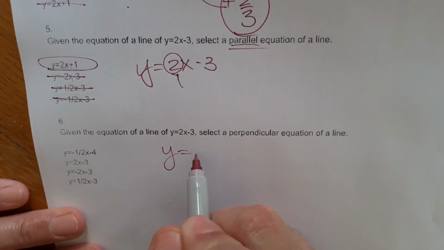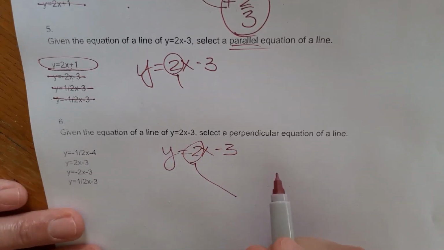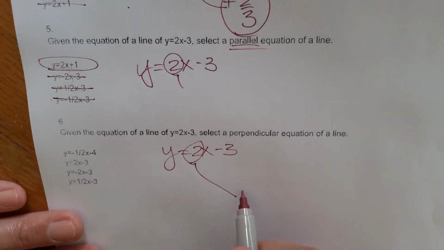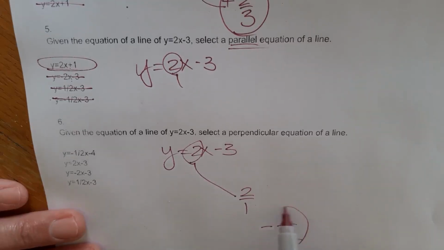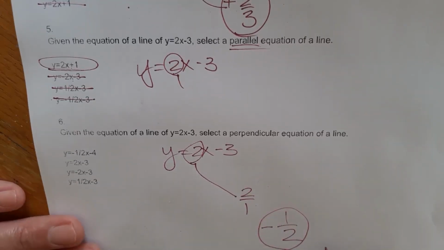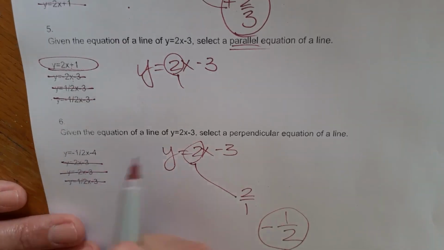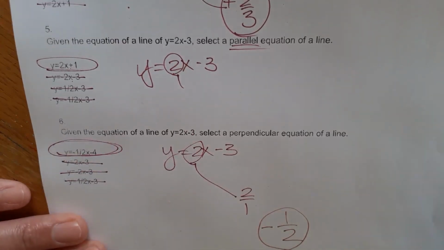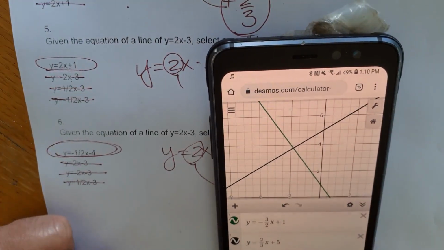So this is y equals 2x minus 3. What we need to do to this is flip the fraction, right? And this can be confusing for students because really it's a 2/1. Now I can understand to flip it as a 1/2. And it was positive before, so I'm going to make it a negative. So I need a slope of negative 1/2. Let's look through. 1/2 positive, no. Negative 2, no. 2, no. Negative 1/2.